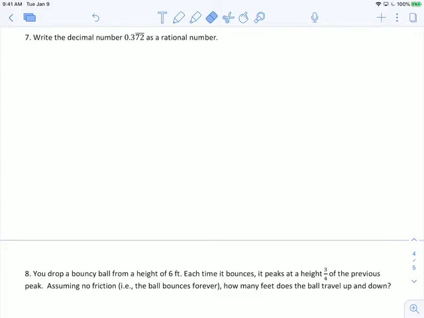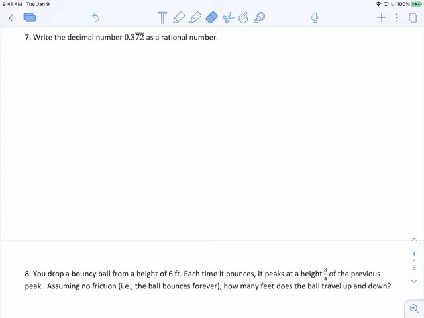Okay, here we are with part 3 of our video series on section 10.2 of our calculus book. And I've got a couple of applications of geometric series to work in this video. So the first one is to write the decimal number 0.372, with the 72 part being repeated, as a rational number.